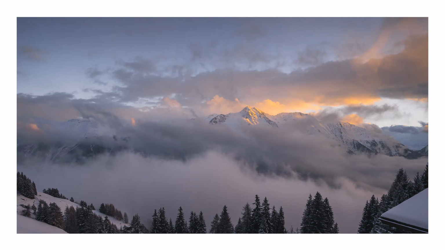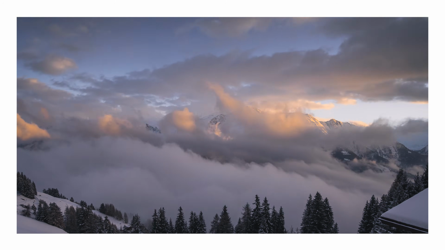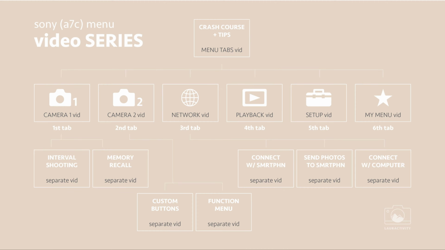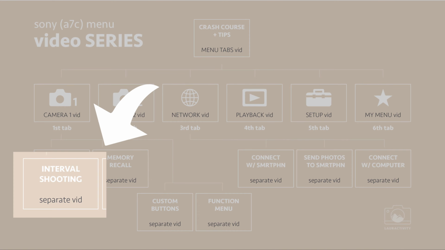and I use this function or this setting only when I want to record a time lapse, and for all the rest I have it turned off. And here you have a time lapse that I recorded last December with the interval shooting function. But I've planned to do a separate video on how to create a time lapse with the interval shooting function. Keep an eye out for that one. And by the way, that video about the interval shooting, it's also part of the series. You see it here in the overview.